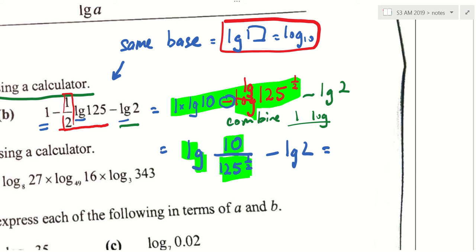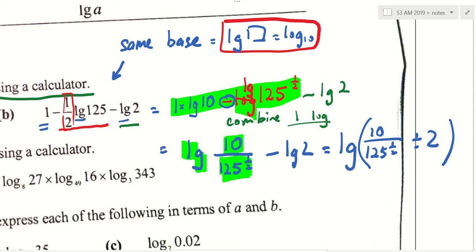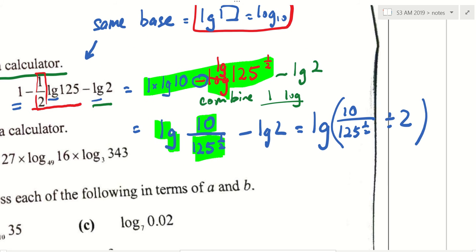Divide. So, can you help me write this down? Log 10 over 125 to the power of half, divide by 2. Do you agree? When you put divide by 2, wait, allow me to finish.